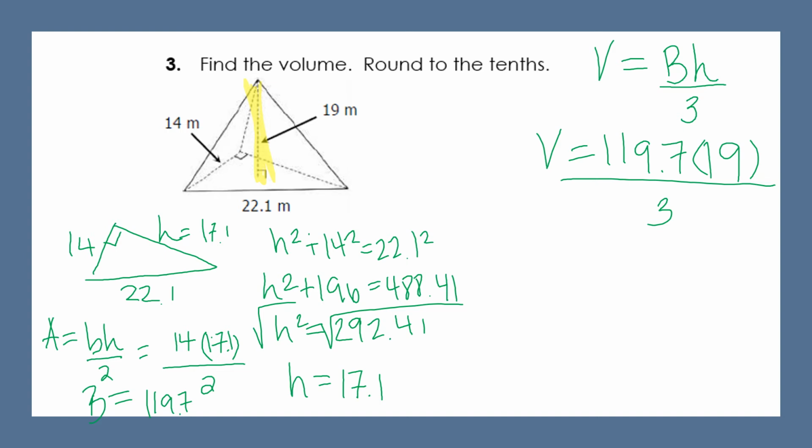So to find the volume, we take our base area of 119.7, multiply it by our height, and then take that answer and divide by 3, which should give us a volume of 758.1, and we're in meters cubed.